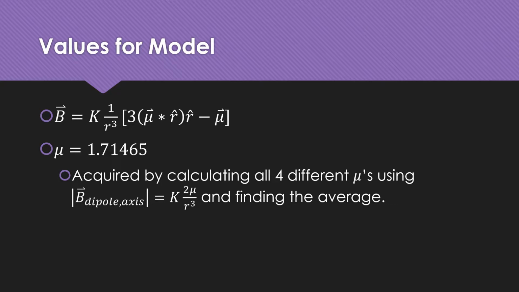In order to use this equation, I had to find the value of mu to put into my code. To do this, I used my previously calculated values for the magnitude of the magnetic field at the distance where the magnetic field is equal to 1,000 microteslas, 1.5 that distance, 1.75 that distance, and 2 times that distance, and plugged them into the equation B dipole on the axis equals K times 2 mu divided by r cubed. I got 4 different mu's. I then took the average of the 4 to get the value 1.71465.